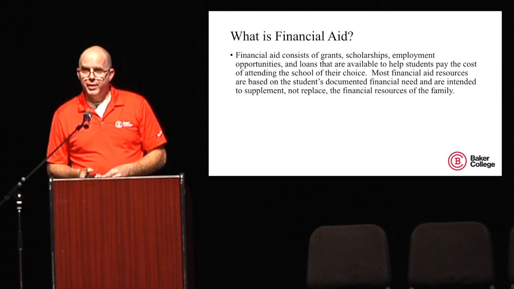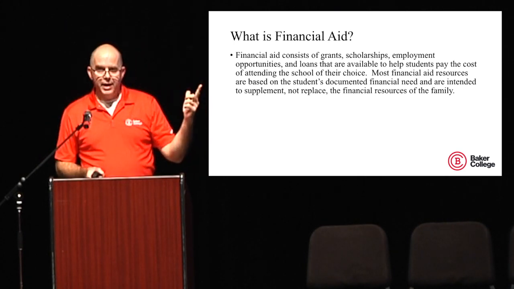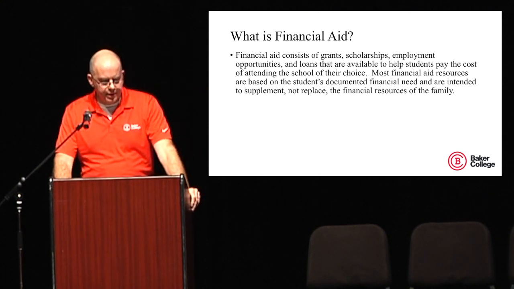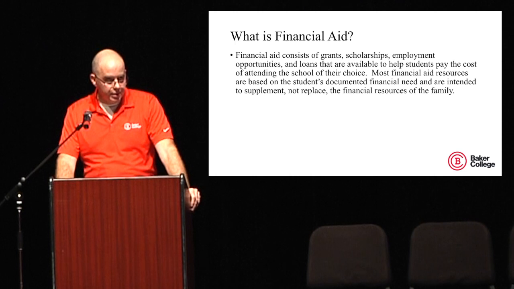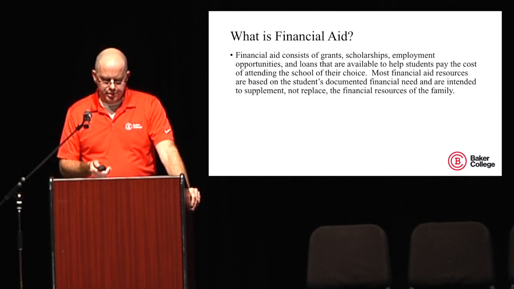So what is financial aid? There are 4 forms of financial aid, which consist of grants, scholarships, employment opportunities, and loans that are available to help students pay the cost of attending the school of their choice. These resources are based on the student's documented financial need and are intended to supplement, not replace, the financial resources of the family.